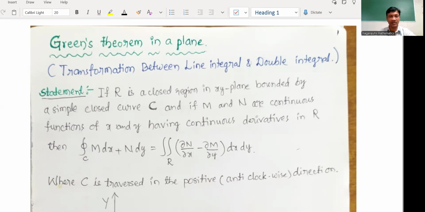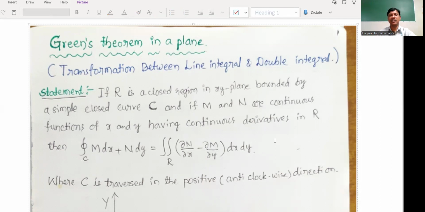So, the statement of Green's theorem is: if R is a closed region in the xy plane bounded by a simple closed curve C, and if M and N are continuous functions of x and y having continuous derivatives in R, then the integral over the closed curve C, M dx plus N dy, is equal to the double integral over the region R, dou N by dou x minus dou M by dou y, dx dy, where C is traversed in the positive direction, that means anti-clockwise direction. So this is the statement.